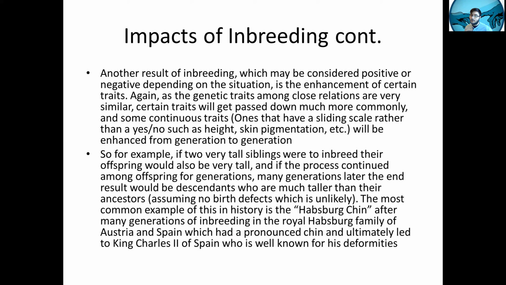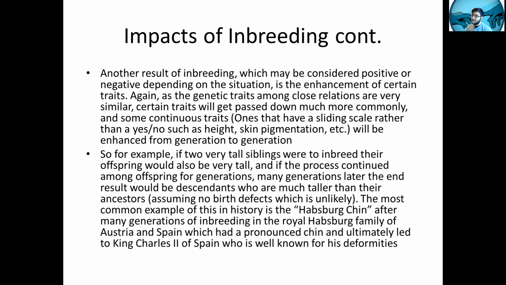Many generations later, the end result will be descendants who are much taller than their ancestors, assuming no birth defects, which is unlikely. After that many generations of inbreeding, it's very unlikely that they won't have some kind of birth defects that might hinder their growth or some other aspect, or they might even die or be sterile. That's unlikely, but it could happen, and otherwise they'll be very tall.